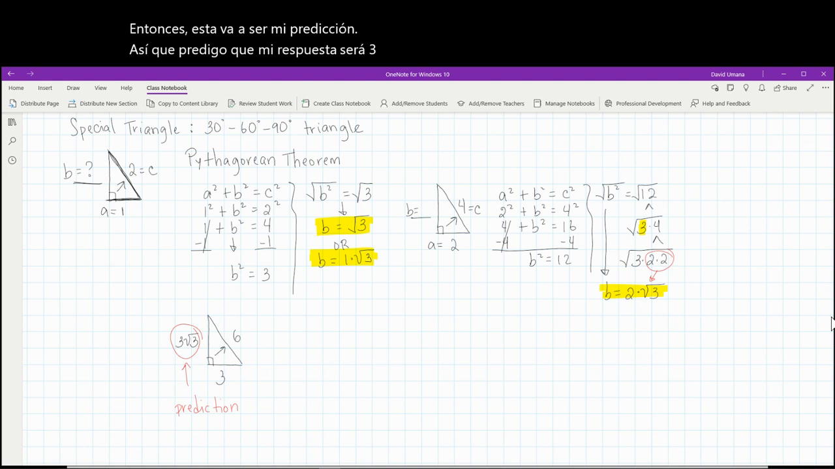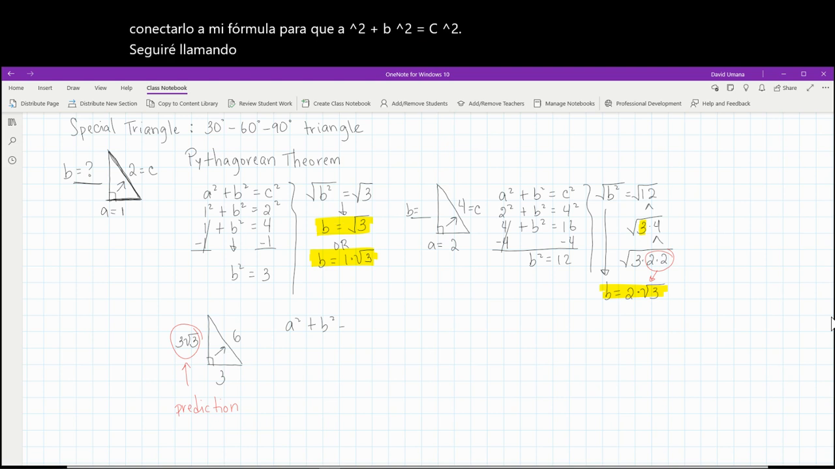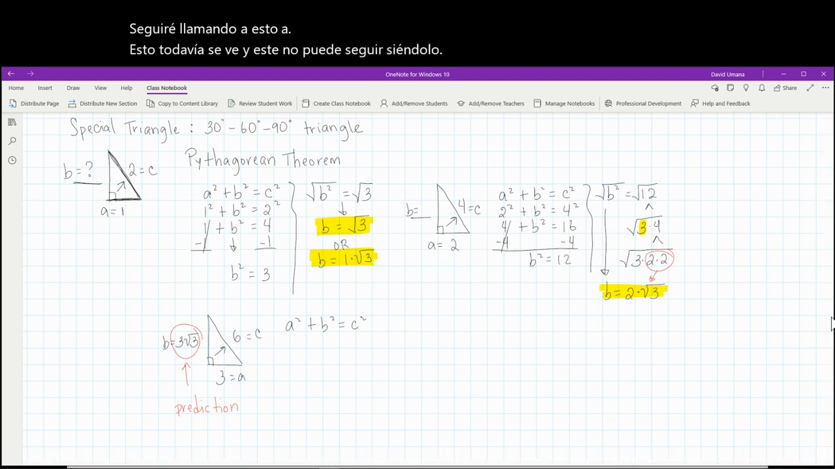All I can do with that is plug it into my formula. So a squared plus b squared equals c squared. I'll continue to call this a. This is still c. And this one can continue to be b. All right, so then that becomes 3 squared plus b squared is equal to 6 squared. That turns into 9 plus b squared is equal to 36. Subtract 9 from both sides.